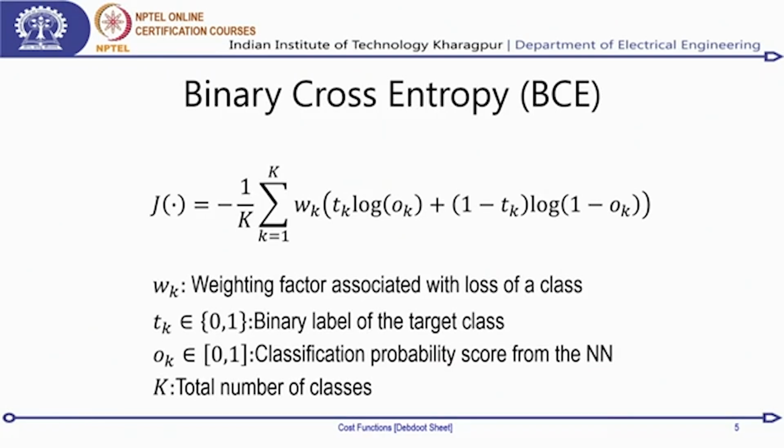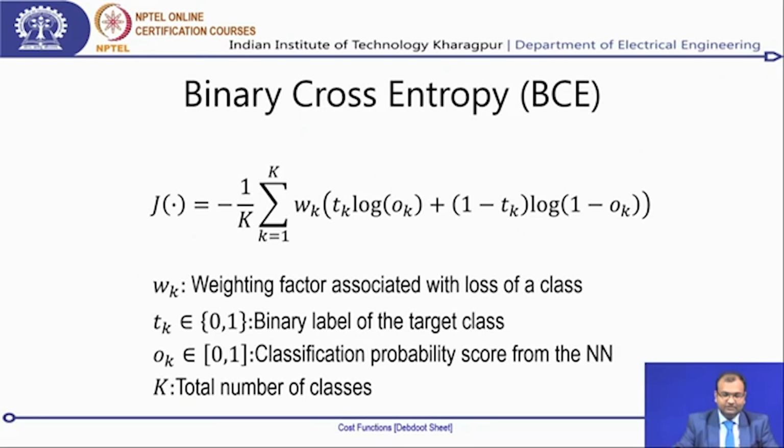So, the first one is called binary cross entropy, and how it is defined is typically of this form, where you have a weighting factor associated with the loss for a particular class. So, say that I am looking at, so this is typically where you take a k class classification problem.